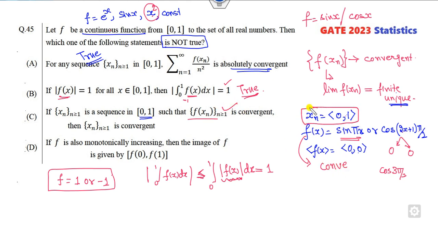Is xn convergent? No. Why? Because this has no unique limit. So this xn is divergent. So it means this is my false statement. Fine. So since only one option is correct, C is the right answer.